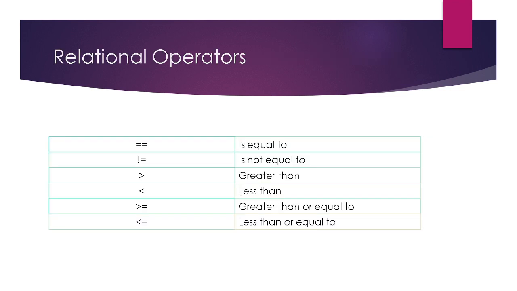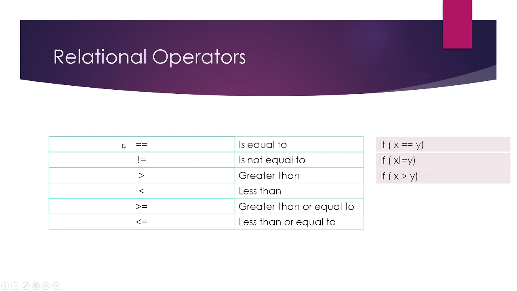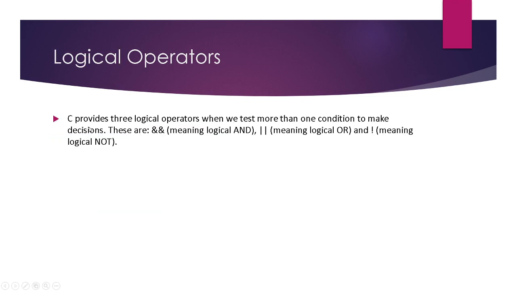Next are relational operators. These are used mostly in if-else conditions. If I want to compare whether two numbers are equal, I have to give if x == y. If I want to check if both are not equal, I can give x != y. The not equal to symbol is this. If I want to check if x is greater than y, I'll use the greater than symbol. If I want to check if x is greater than or equal to y, then I can use the greater than or equal to symbol.